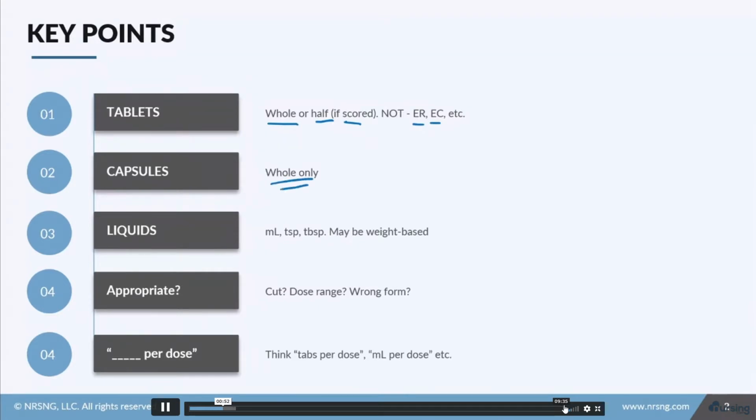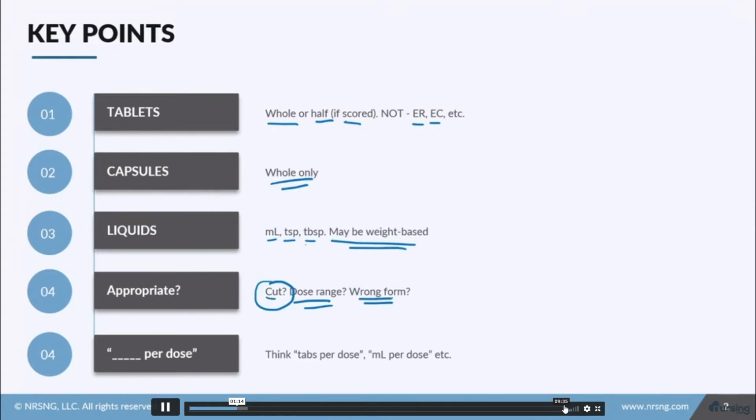Capsules, whole capsules only. Liquids might be milliliters, might be teaspoons or tablespoons. Make sure you know your conversions. And remember, some of this might be weight-based as well, so make sure you're thinking about that. Even with oral medications, you always want to think, is this appropriate? Again, am I allowed to cut this medication? Does it fit within a dose range? If I need a cut, but I can't, do I need to call the pharmacy because it's a wrong form? So just things to think about.